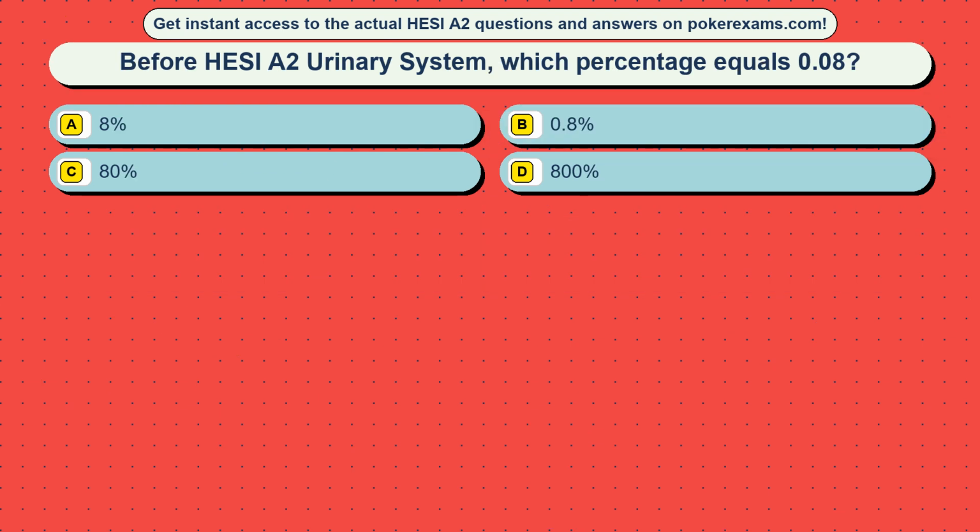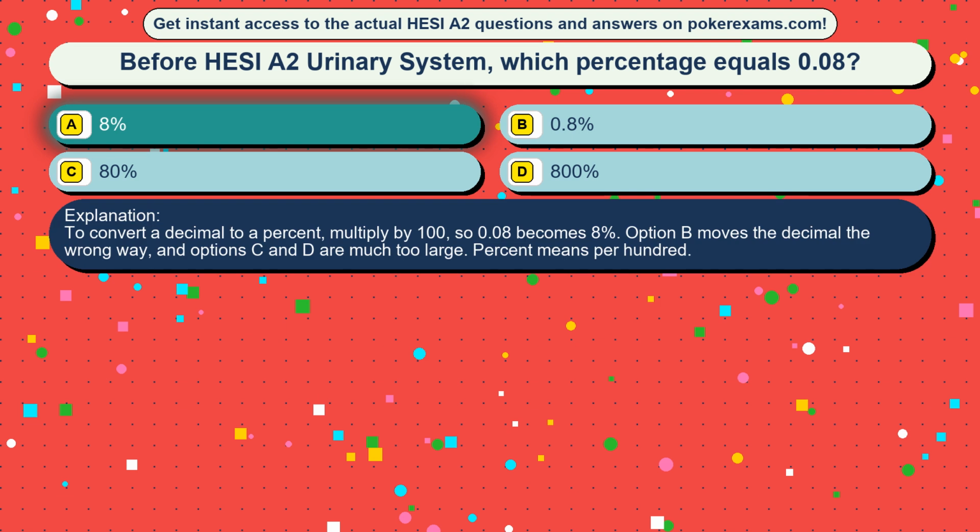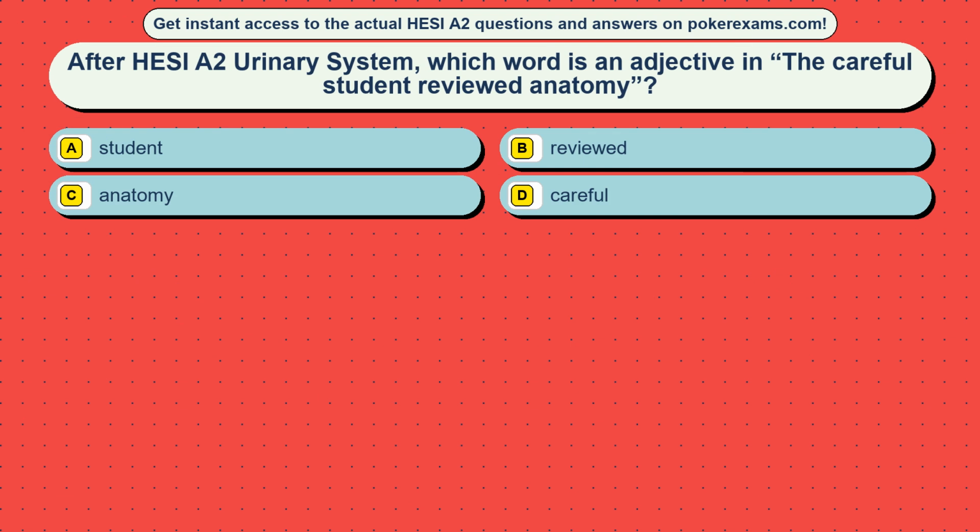Question 45. Before HESI A2 urinary system, which percentage equals 0.08? Option A, 8%. Option B, 0.8%. Option C, 80%. Option D, 800%. The correct answer is option A, 8%. To convert a decimal to a percent, multiply by 100, so 0.08 becomes 8%. Option B moves the decimal the wrong way, and options C and D are much too large. Percent means per hundred.